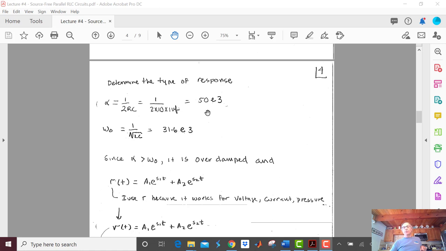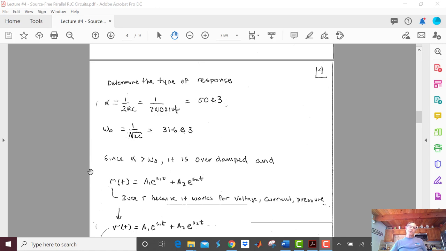Don't mess around with that characteristic equation on the exam. Pull this off your cheat sheet. So alpha is 50,000. And then our next toadstool is omega naught. It's 1 over root LC. It's 31,600. And alpha is greater than omega naught, so it's overdamped. And the equation for our response is given right here.